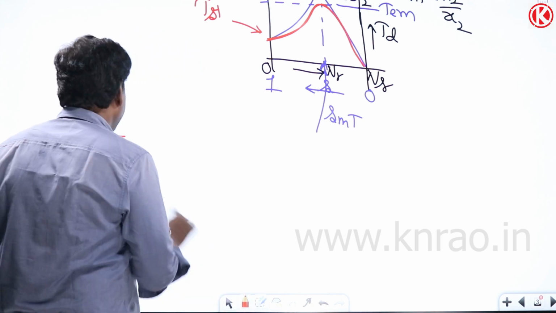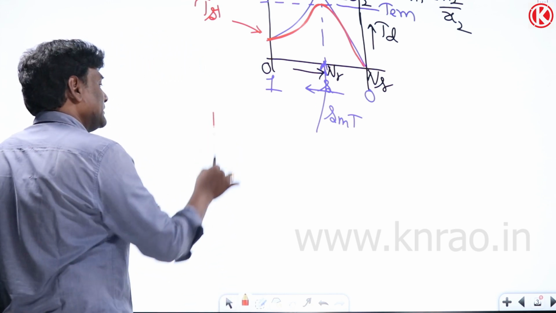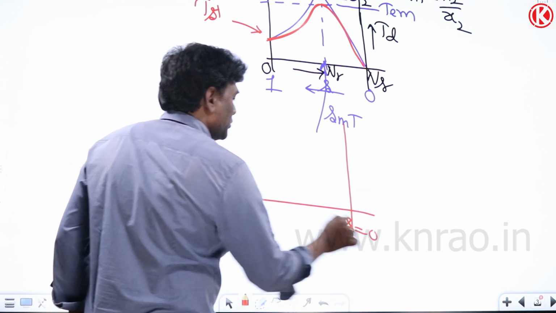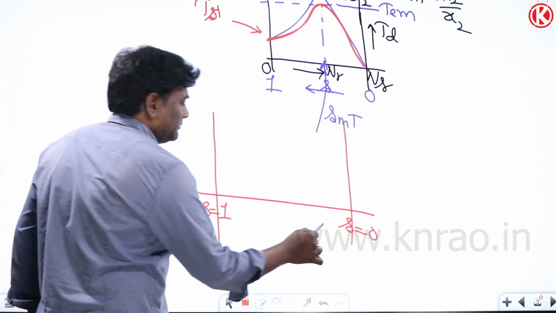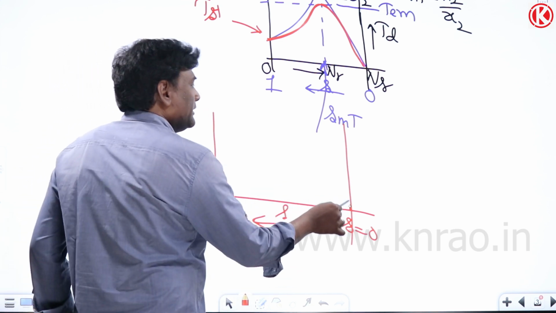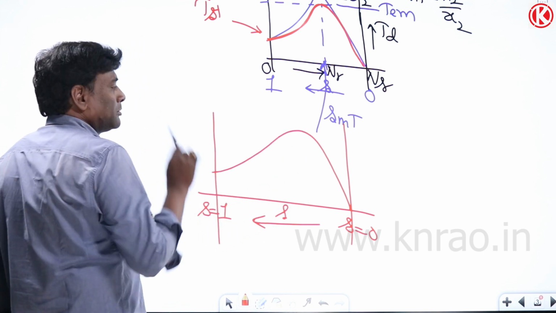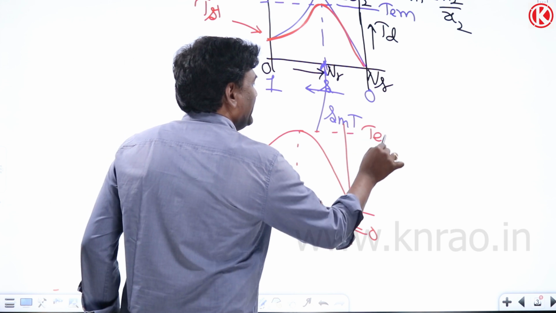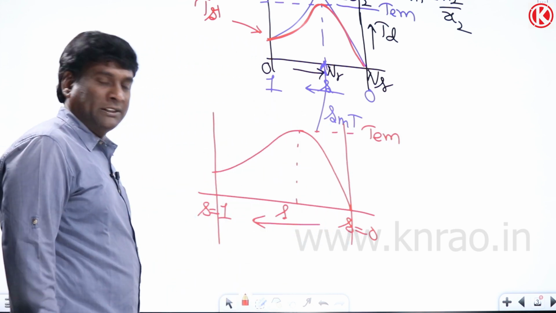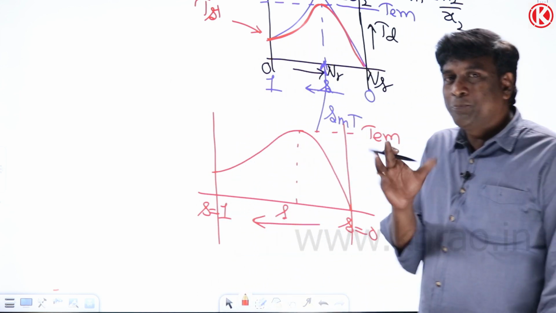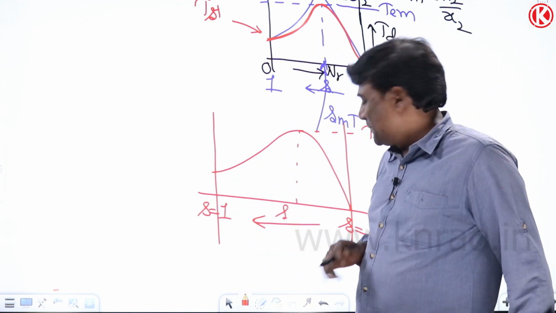So my characteristics are like this. This is slip equal to 0, this is slip equal to 1. This is slip, this is rotor speed. Here it is a straight line, and after that it is inversely proportional. And this is the pull out torque, TEM. Now let us think of speed control, and parameter variations.